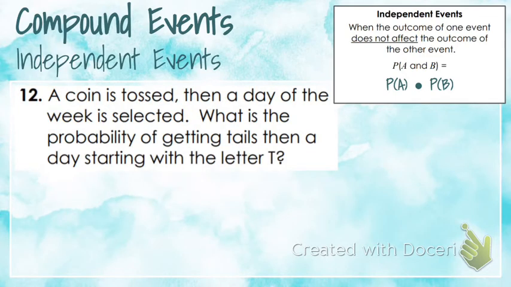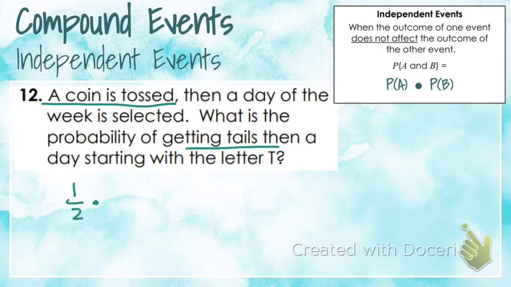For number 12, a coin is tossed, then a day of the week is selected. What is the probability of getting tails, then a day starting with the letter T? So tossing a coin and choosing a random day of the week do not affect each other in any way. Not going to change any outcomes. So we're just going to take the probability of each event and multiply those together. So the coin is tossed. We want the probability of getting tails. That's going to be 1/2. There are 2 options. One of those is tails.